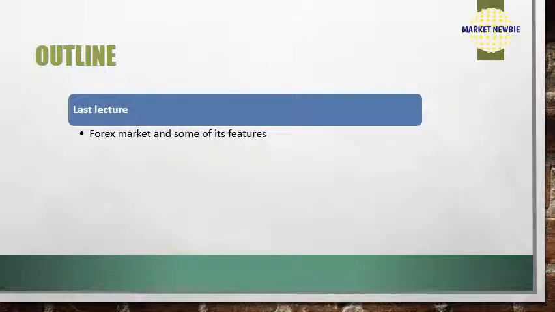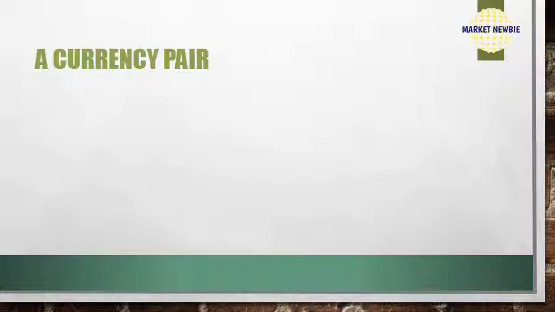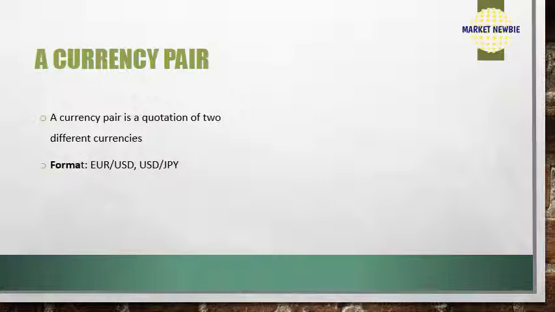In the last lecture, we introduced to you Forex market and some of its features. In here, we will teach you how to read a quote and discuss what are base currency and counter currency. A currency pair. A currency pair is basically a quotation of two different currencies. The format is usually listed as on the slide.